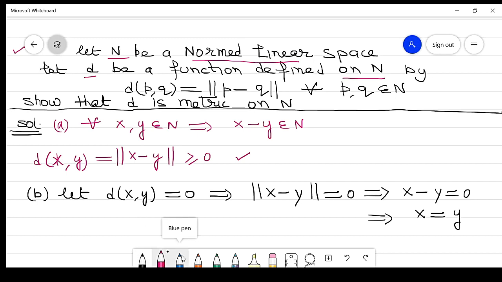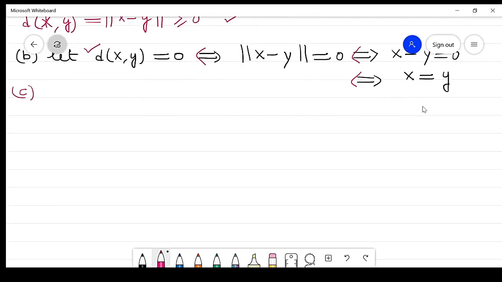Now reverse this process. If x equal to y, then it implies x minus y equal to 0. It implies its norm is 0, and it implies distance between x and y is equal to 0. So this is property number 2. Now property number 3, which is the triangle inequality.